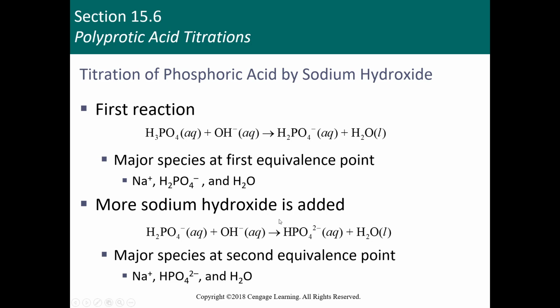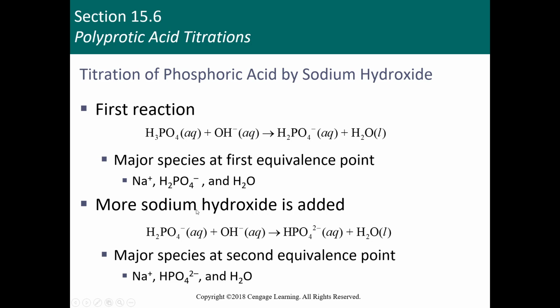So in our first reaction, we're going to lose that first proton, right? At first, we're going to have our buffer region, losing that first proton. Then we're going to completely neutralize it at the equivalence point. At your first equivalence point, you're going to end up with sodium, which again doesn't matter, from the NaOH. You'll end up with the H2PO4-, which is your conjugate base and will be your acid for the next region. And you'll end up with water, of course.